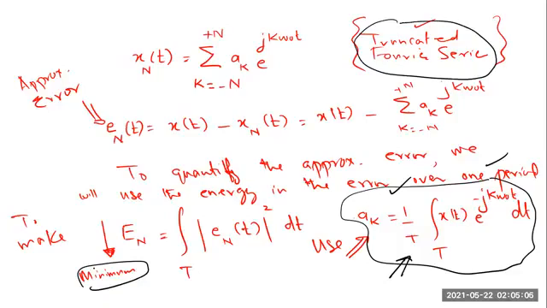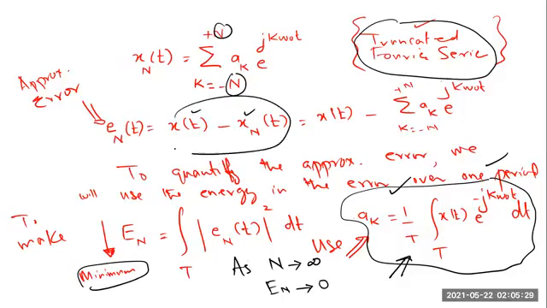Fourier series. If I want to make En equal to 0, what should I do? I need to make this n approach to infinity. So I will say as n approaches infinity, the error present in the approximation will approach 0. As a result, this signal and this signal will be exactly similar. But that can only happen if we use an infinite number.